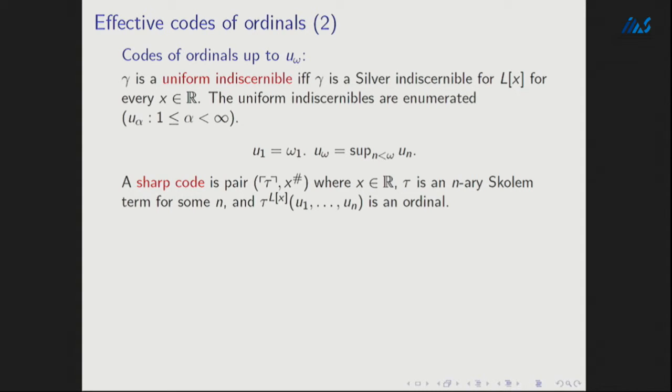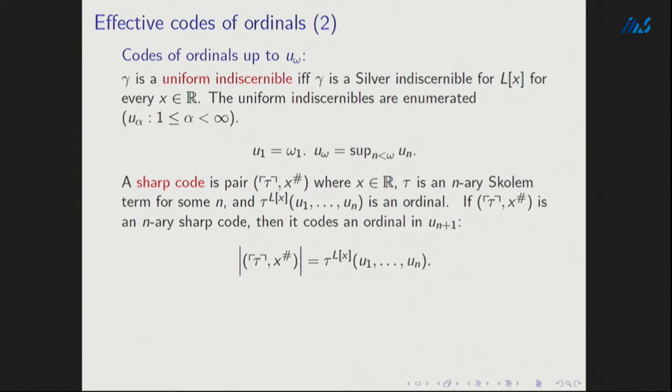So a sharp code is a pair: a Skolem term followed by X sharp for some real X, so that the Skolem term evaluated in L[X] acting on some of the Silver indiscernibles is an ordinal. And we have a canonical coding of ordinals below U(n+1): this sharp code tau, X sharp should code this ordinal. We evaluate tau in L[X] from those uniform indiscernibles. So this is our effective coding of ordinals below U omega.